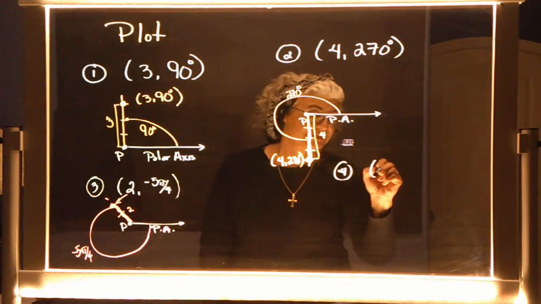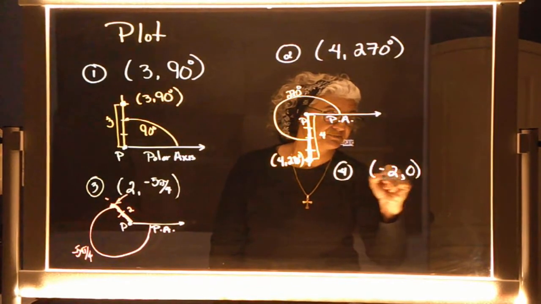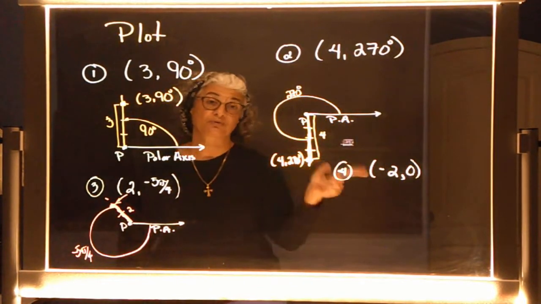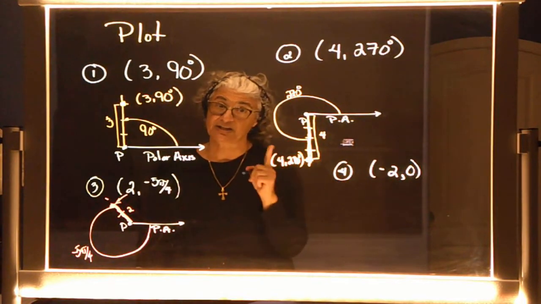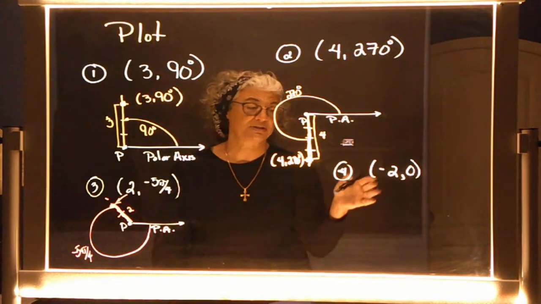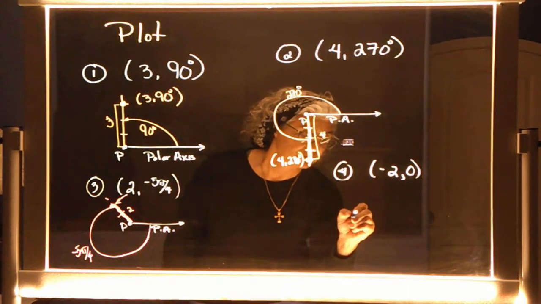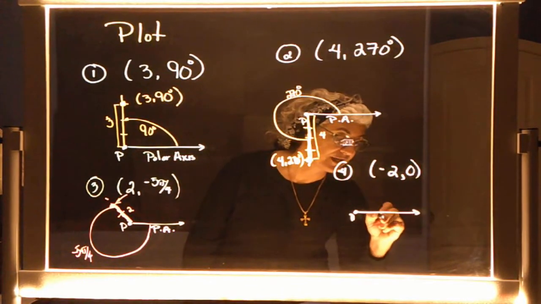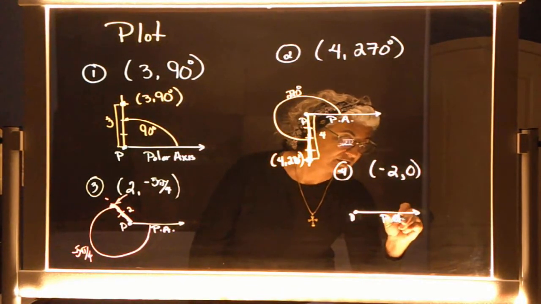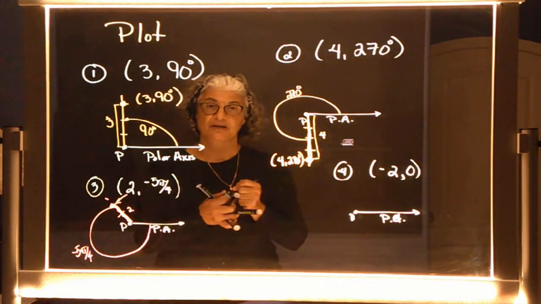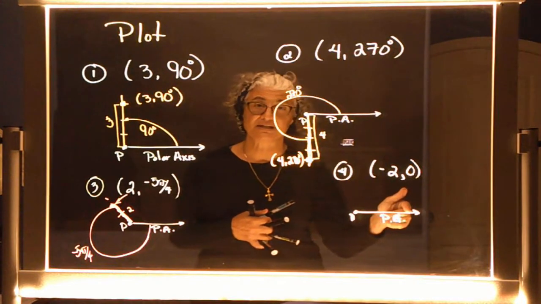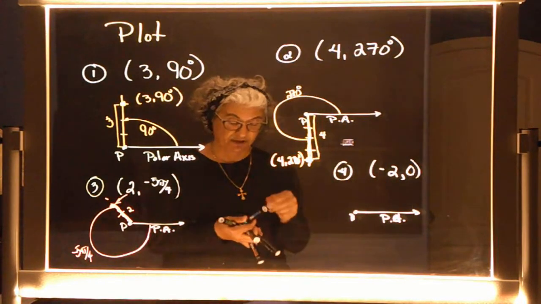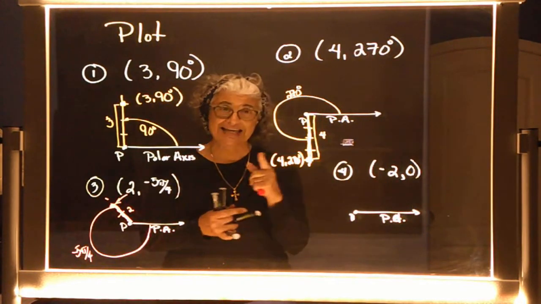The point negative 2 comma 0. Now remember, I'm in polar coordinates. Polar coordinates. So be very careful about this. This is polar coordinates. So I got the pole. I have the polar axis. Whoops. PA. Right? Okay. So 0 tells me 0 radians. So I'm not going anywhere. I'm staying right there.